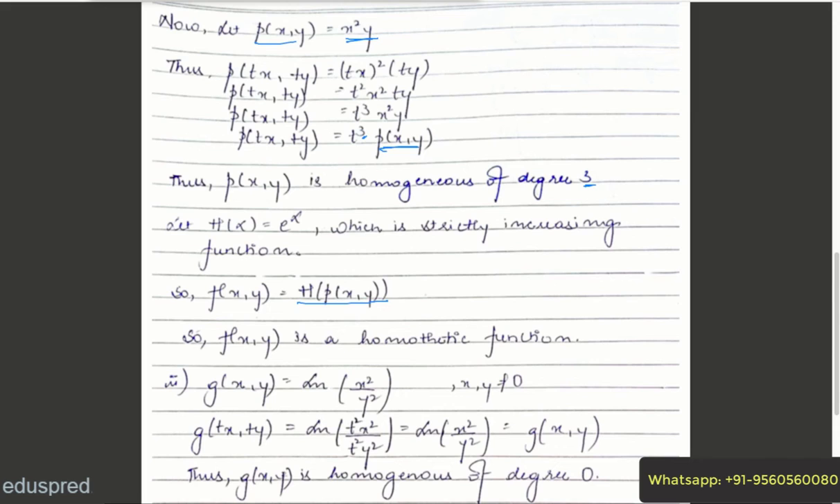Now our function was of the form e to the power x square y. So this is your p(x,y) and this will be your h. If I break it into this composition, let h of alpha be e to the power alpha, which is a strictly increasing function. Thus your h is strictly increasing and your p is homogeneous. So I can say that f(x,y) is a homothetic function.